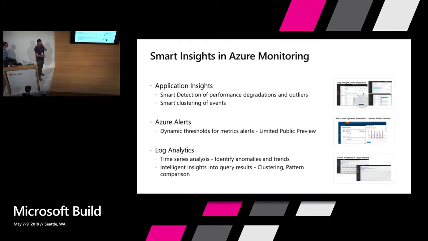The second place where we apply machine learning in Azure Monitor is Azure Alerts. With new capabilities, it's now available in limited public preview, which is dynamic threshold alerts. Basically, we take the historical data of the metric, and we learn it in order to produce the threshold automatically, without you configuring or setting the threshold by yourself.